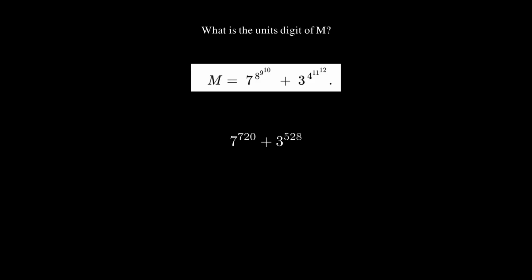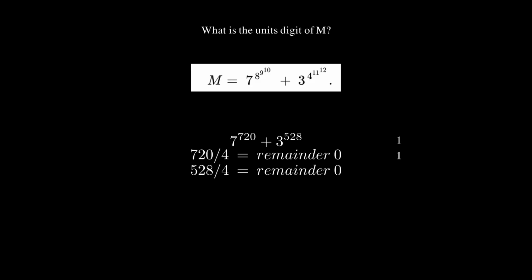Now, we have to find the units digit of 7 to the power of 720 and 3 to the power of 528. 720 divided by 4 leaves a remainder of 0, and looking at the previous table, we know that 7 and 0 intersect at 1. 528 also leaves a remainder of 0 when divided by 4. The intersection between 0 and 3 on our table is also 1.